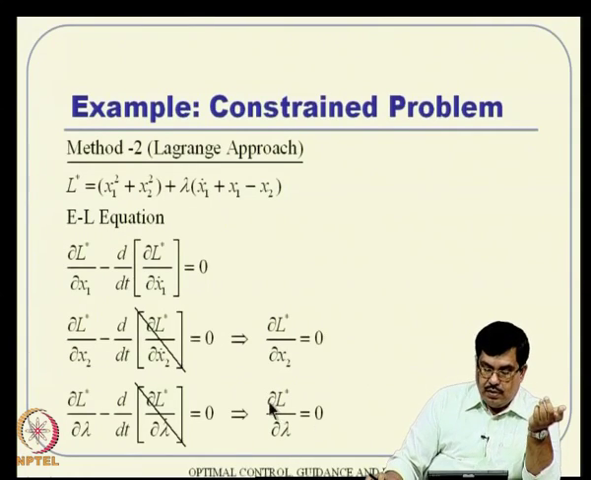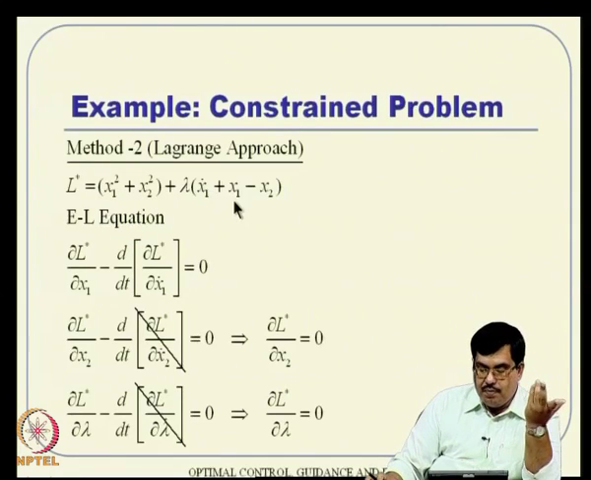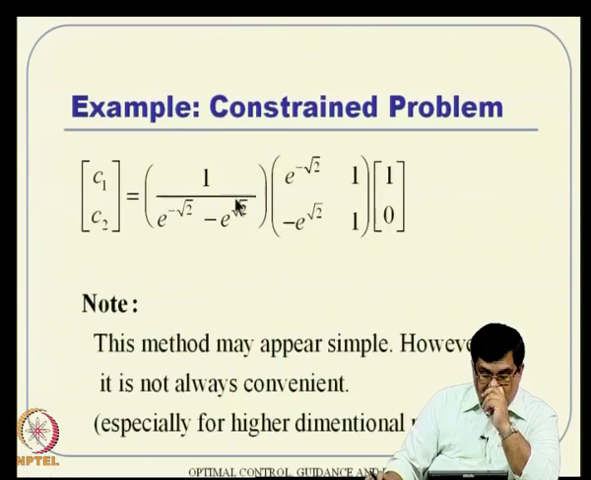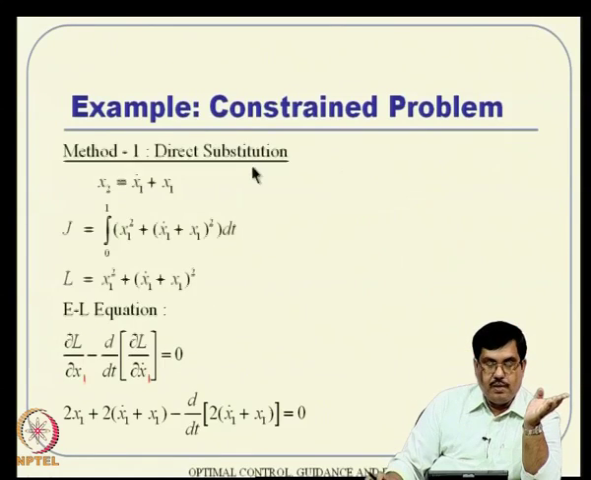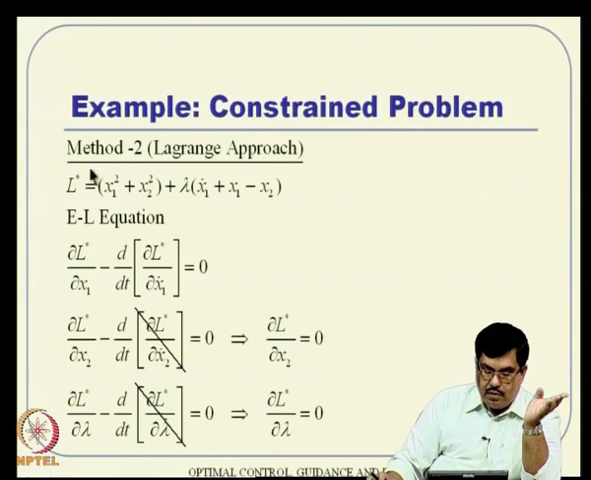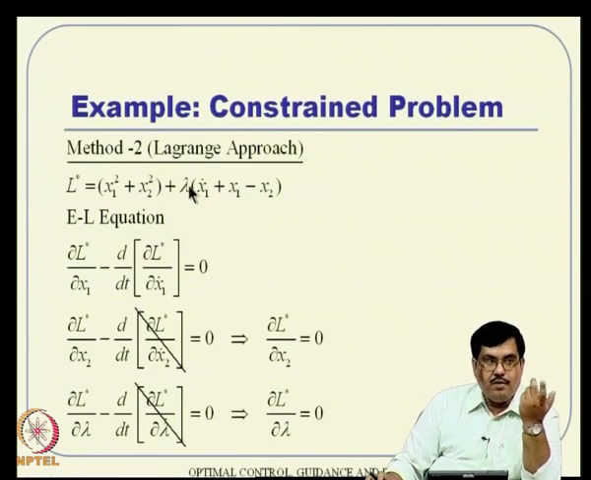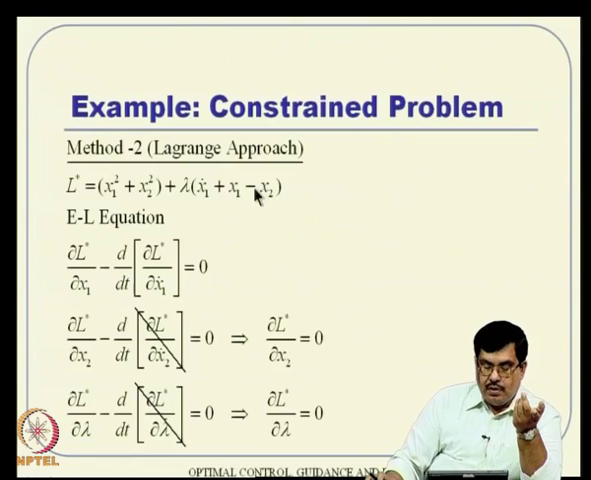L star will contain L plus lambda transpose phi, but it is a single equation anyway, so we do not need the transpose, it is a scalar equation. L is whatever comes inside the integral. So, this is how it is constructed: L is whatever comes inside the integral plus lambda times phi, in general lambda transpose times phi, but here it is one scalar equation anyway. Phi is nothing but that, by definition.